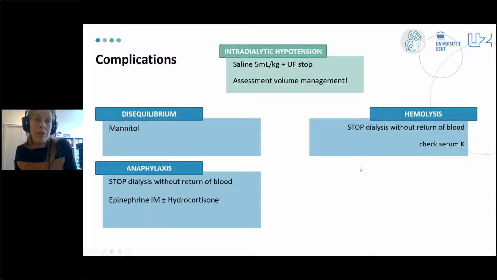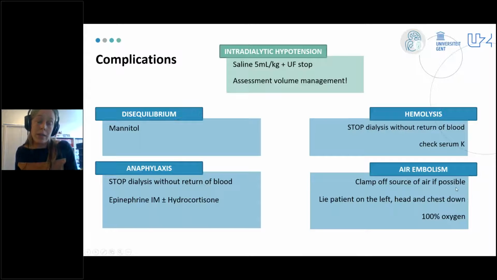Also, two other very rare complications that can occur. First, of course, hemolysis. Hemolysis is often a very severe complication where the patient will present with malaise, weakness, nausea, and abdominal pain. Of course, with current more modern machines, this complication should be picked up quite quickly by the optical sensor in the machines. When you have that, of course, stop your dialysis session, don't give the blood back, and check your serum potassium because you can have very severe hyperkalemia.